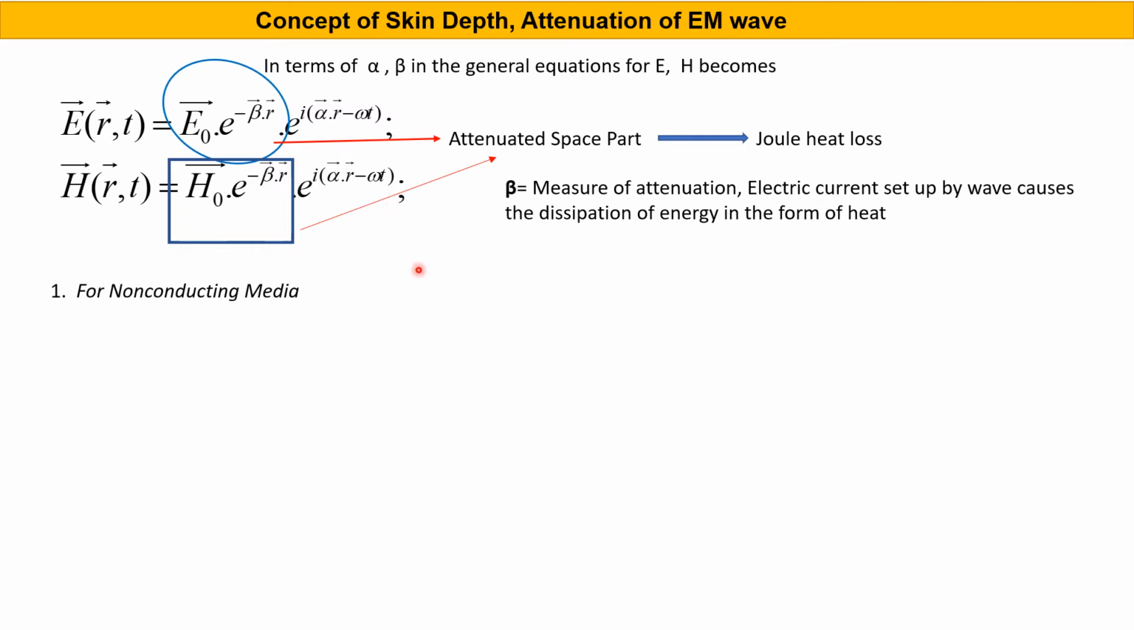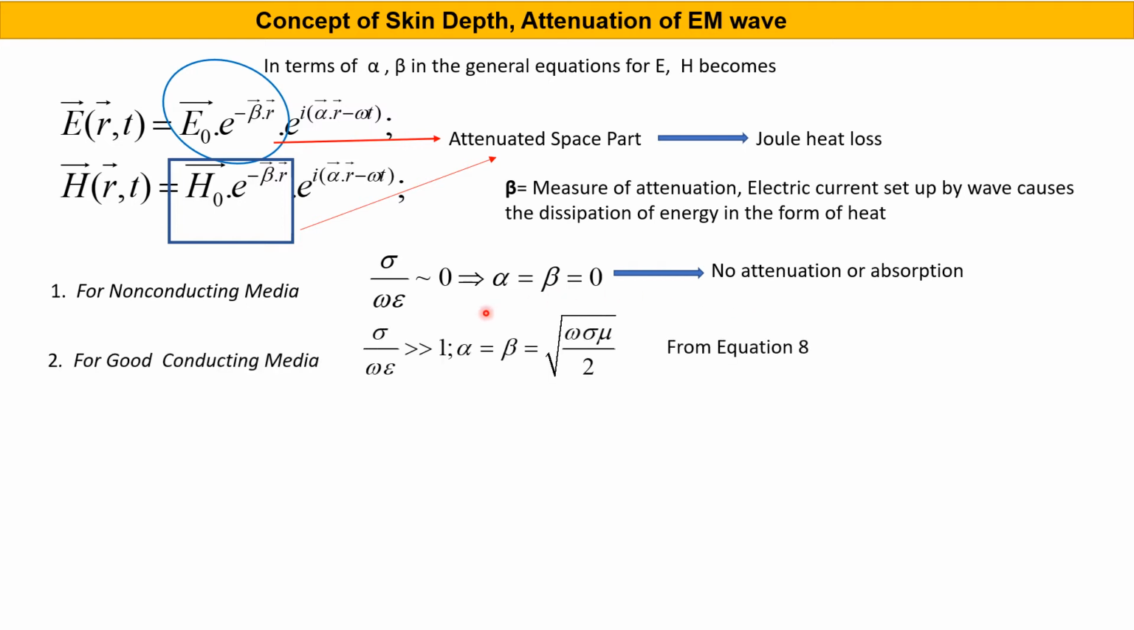So first I will move to the non-conducting medium. For a non-conducting medium, this term sigma divided by omega epsilon, sigma is very small, so it is 0. So with equation 8 we have alpha and beta both 0. If beta is 0, then there will be no attenuation or absorption. So the wave that is entering the medium will have the full amplitude.